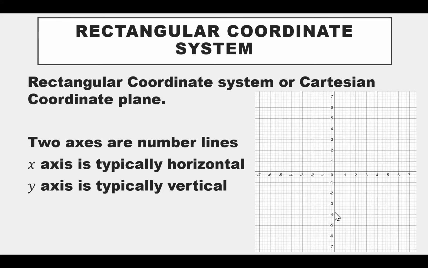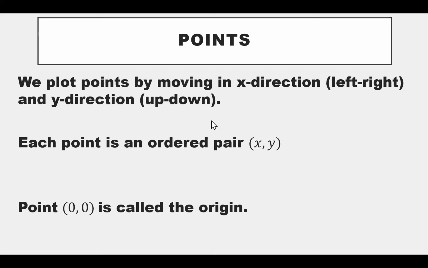vertically aligned axis. Now, in order to plot a point in the Cartesian coordinate system, we move in the x direction and move in the y direction. In the x direction, we move left and right. In the y direction, we move up and down. And so each point is going to be an ordered pair, x comma y. Now, one special point is the origin. That's the point 0, 0. When we graph any other point, we start typically at the origin and graph from there.